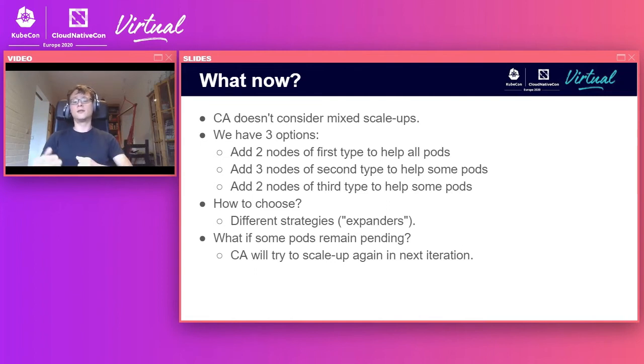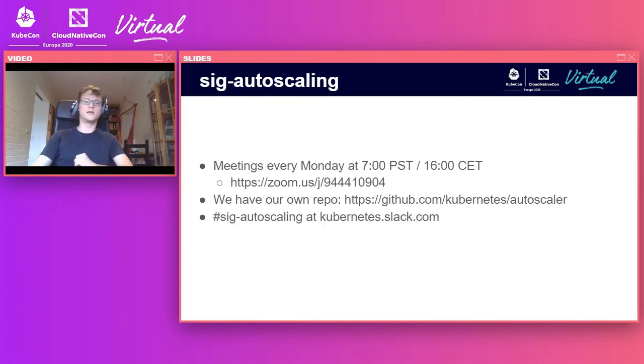And the one remaining question is, some of those expansion options only help some of the pending pods. What about the other pods? And the answer is, after doing the first scale-up, if any pods remain pending, Cluster Autoscaler will run another iteration, do the whole simulation again, and pick some other scale-up, and it will continue doing so until it helps all the pending pods. So that's a very quick overview of how scale-up works in Cluster Autoscaler.